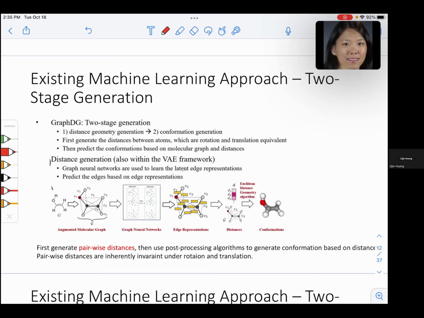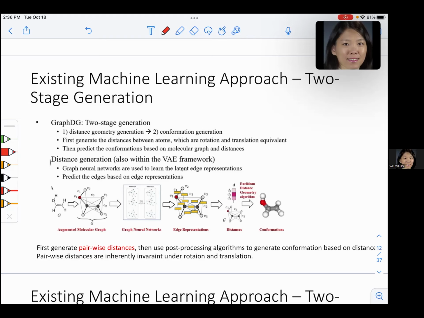One drawback of this two-stage generation lies in that errors accumulate at the distance, which is the intermediate variable, and they will also accumulate when they do the real conformation, which is the coordinates generation. So they try to come up with ideas like bi-level programming to alternately train these two components. Okay.